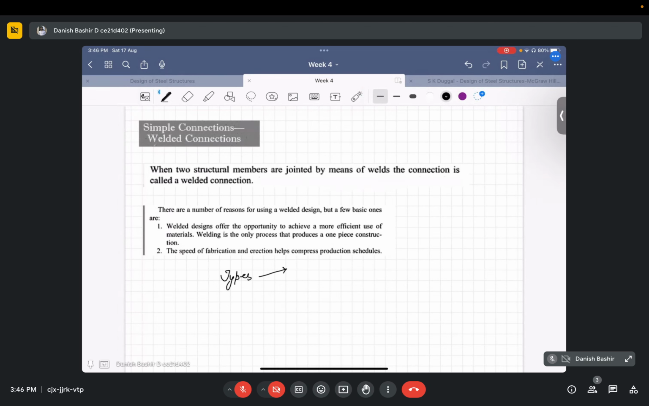One is fillet weld. Okay, one is butt weld.